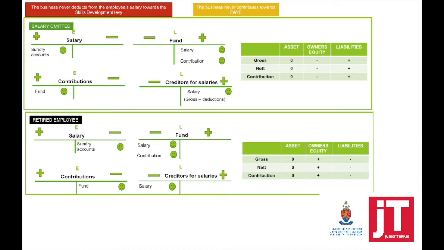If we look at a retired employee, it means that it should be taken out. So our expense will decrease. Account credited, salary. Account debited, the fund account, our liabilities will decrease. If we look at the contributions, the expense account will decrease, it will be credited. It means that the fund account will be debited with the contributions, our liability will decrease. Gross minus deductions equals the net salary. So our creditors for salary will be minus.